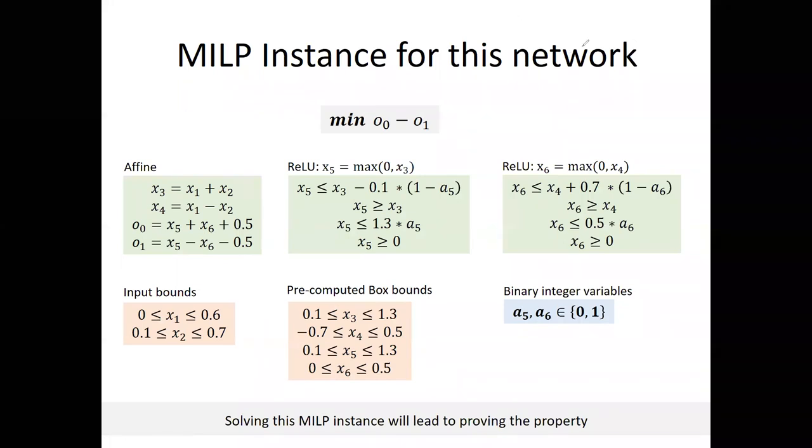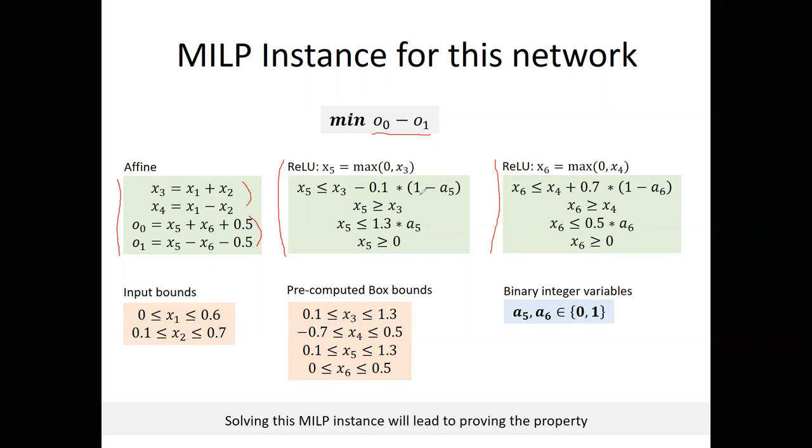Okay, so let's see. Here we have the O0 minus O1 binary classification, and this is the affine layer. These are the two affine layers that we encoded: the first affine layer, and then the second affine layer. And then we had one ReLU layer with two ReLUs here. This is one ReLU, and this is the other ReLU, and we encoded them just like we saw before. There isn't really any difference.